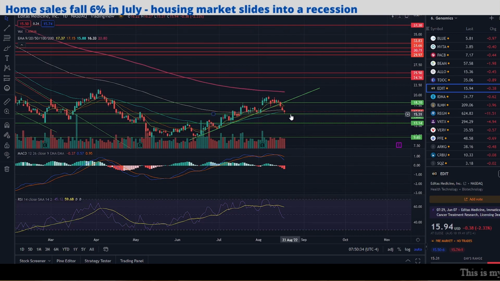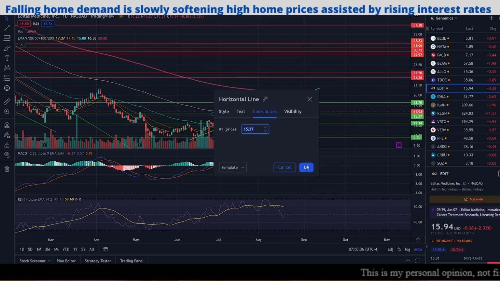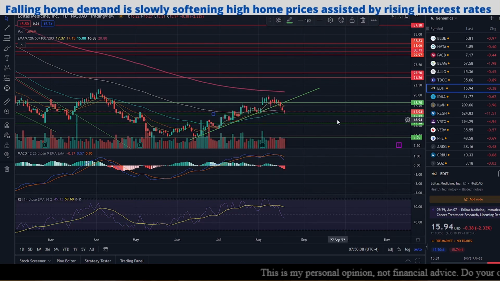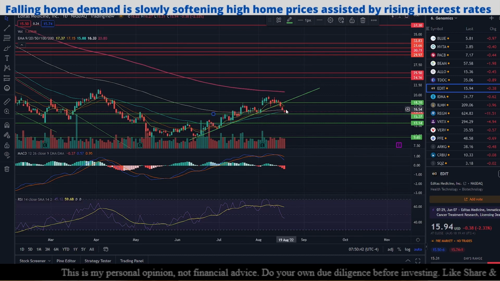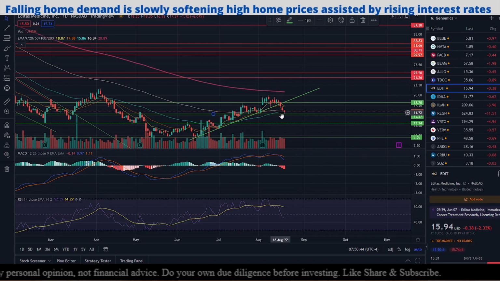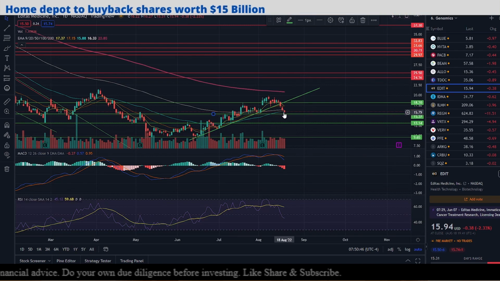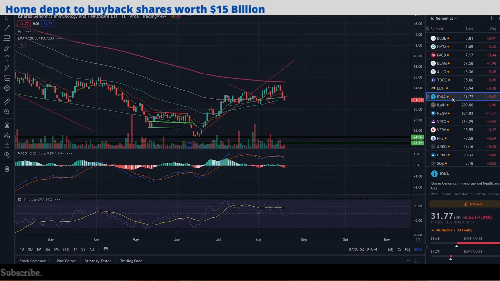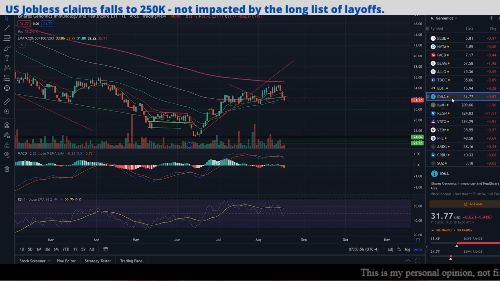Editas is down 2.33% as of yesterday. No trades pre-market, but I think it's going to break through 15.37, which is the support for today, because it has already broken through the 100-day exponential moving average, and it is resting right now on the 50-day exponential moving average. Lack of trade pre-market shows a lack of enthusiasm out there, so I'm going to give it a downward opinion.